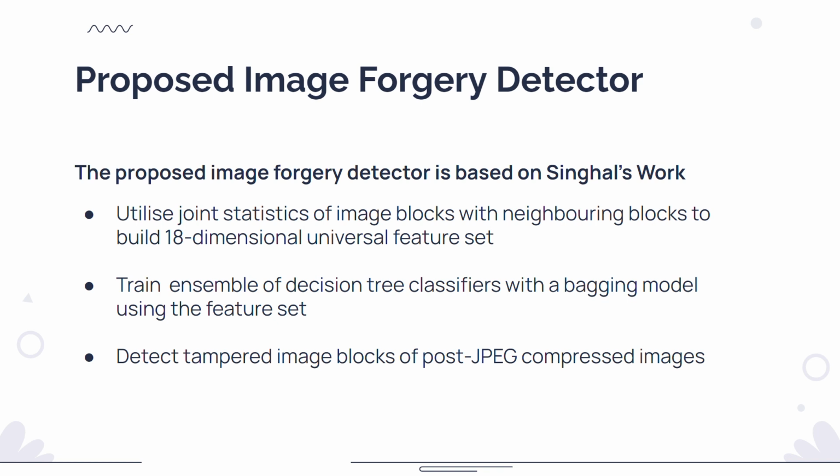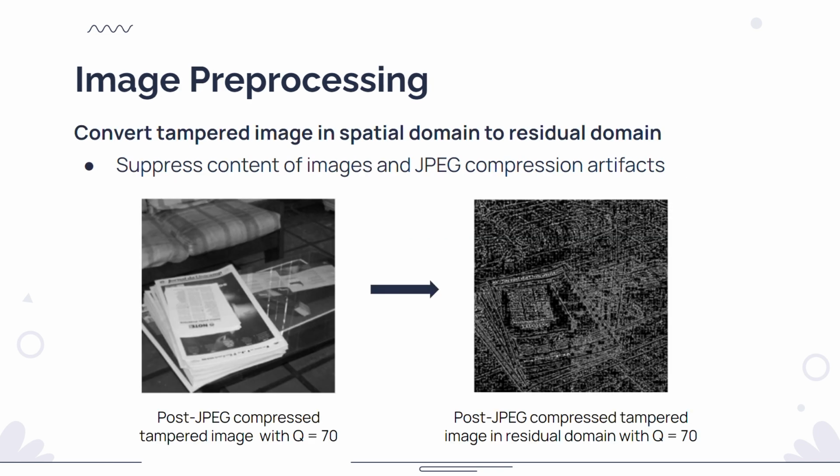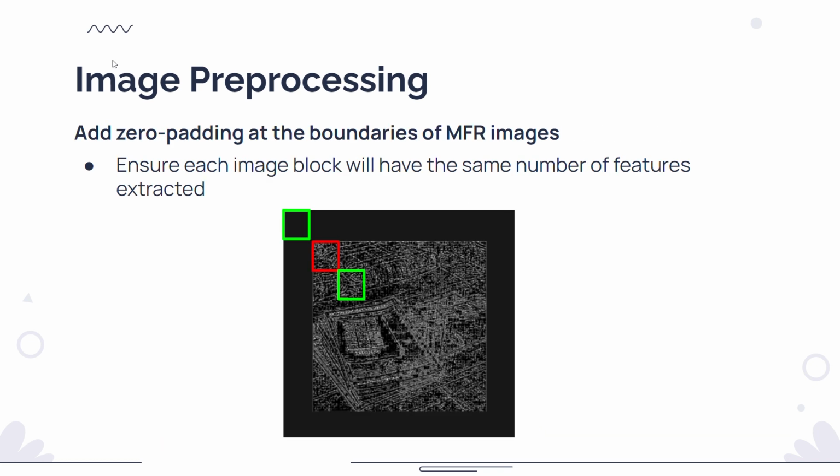The model will be trained on an 18-dimensional universal feature set to classify the image blocks as either fake or real. Before extracting features from the tampered images, the images will have to be pre-processed. The image in spatial domain is converted to residual domain, which suppresses the JPEG compression artifacts. Afterwards, zero padding is added to the boundaries of the median filtered residual images, which is also known as MFR.